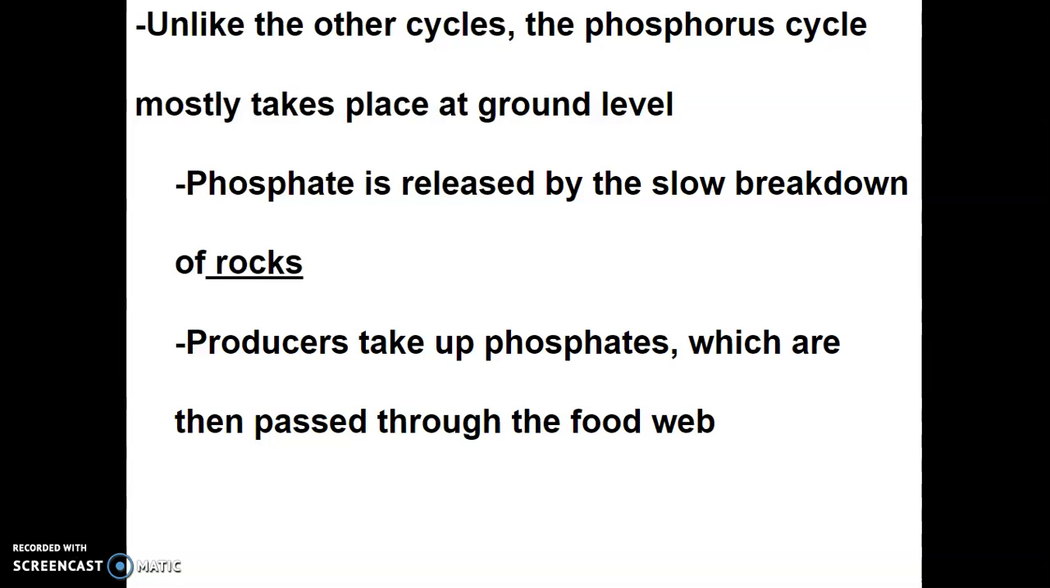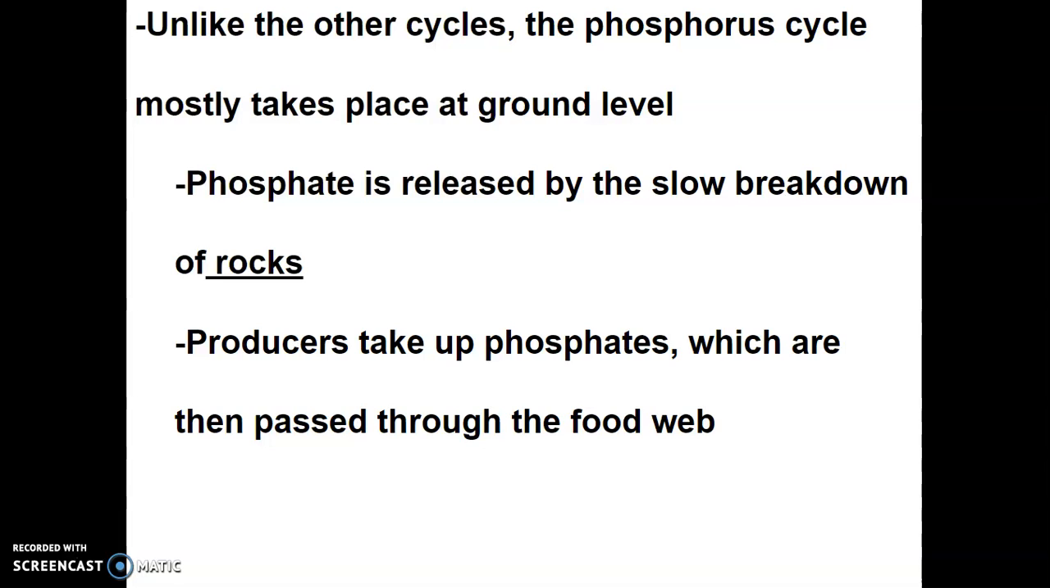Phosphate is released by the slow breakdown of rocks. That's right. You heard that right. As mountains, as cliffs, as boulders, as rocks sitting in our yard get broken down by erosion, water and wind running over them and slowly and steadily pulling away particles of them, phosphates are released.